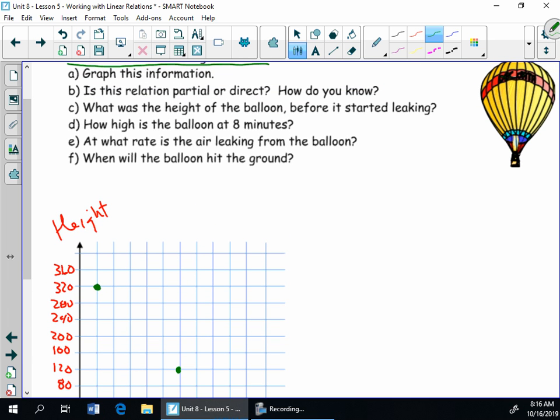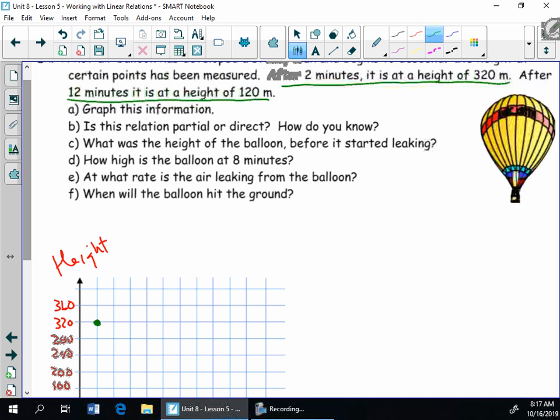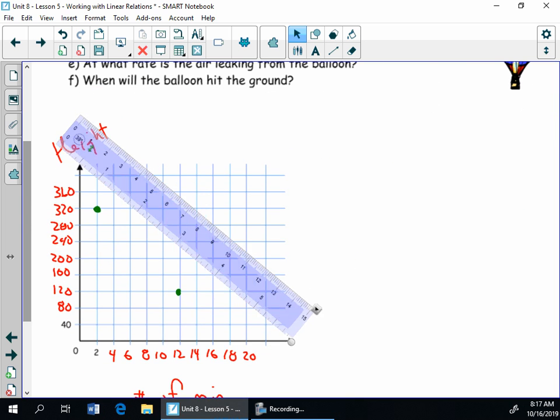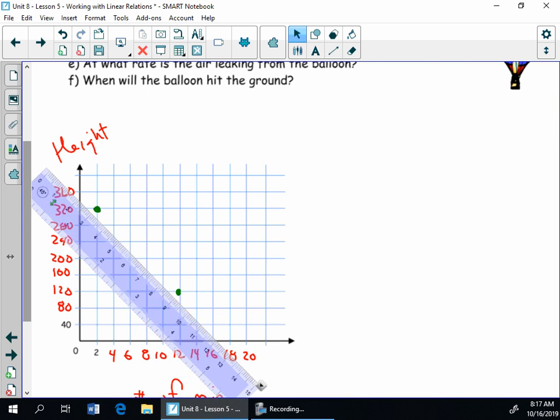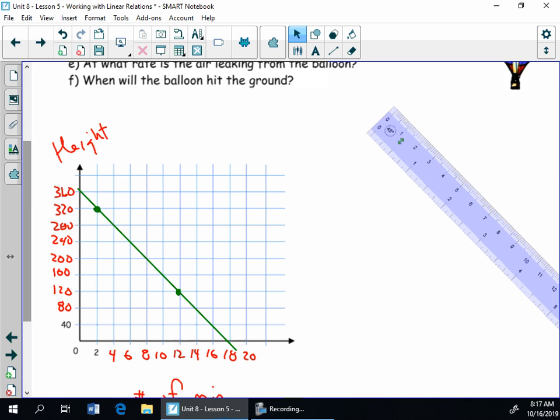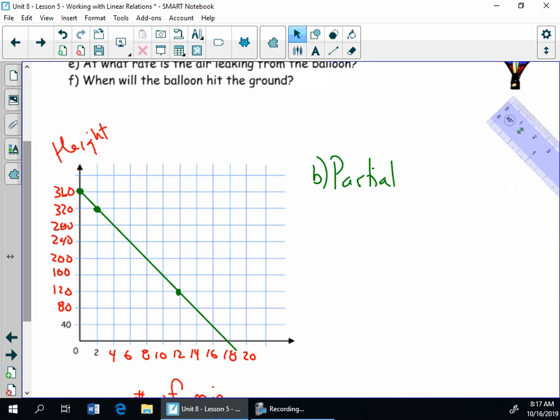Okay, is this relation partial or direct? Well, what else do we know about this relationship? We know it's a linear relation. It means it's a pattern, right? Which means if I were to take a ruler and connect my dots, because we know it's following a pattern, I can figure out if it's partial or direct by looking at the line. What do we notice about the line? It has an initial value of 360. That means it's got to be partial, not an initial value of 0. It started up in the air, which kind of makes sense, right?